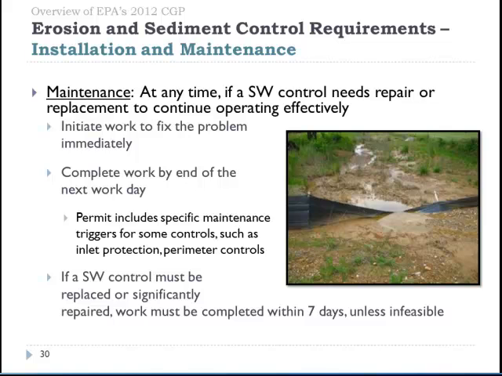And then for more significant repairs, such as needing to replace or repair a stormwater control, the permit has more flexibility. You're required to complete work to repair or replace the control within 7 days. However, if it's not feasible to do it within 7 days because you're not able to get the person on site to fix the control, or it's taking more time to have a new control installed, you have flexibility beyond the 7 days, but you're required to provide documentation in your SWPPP for the reason why you can't meet the 7-day time frame and what your new time frame is.